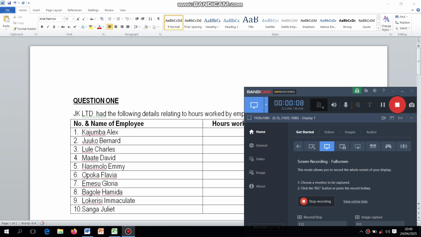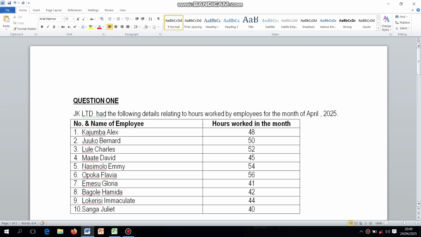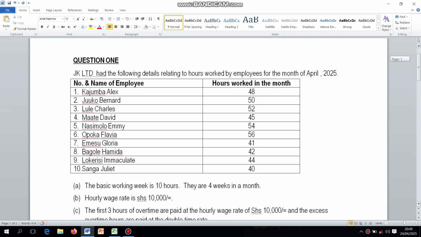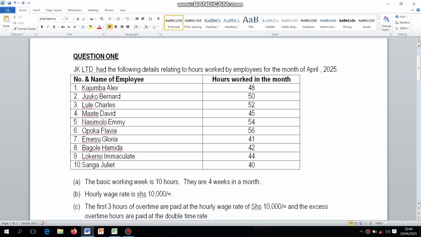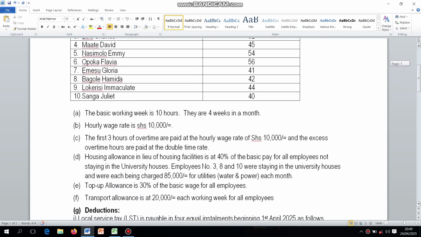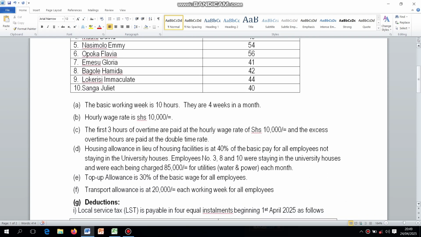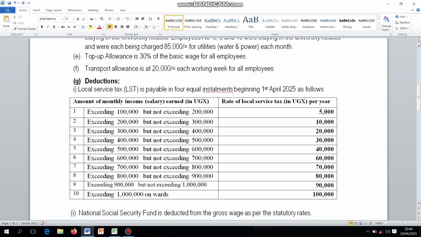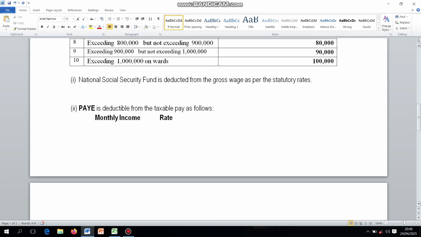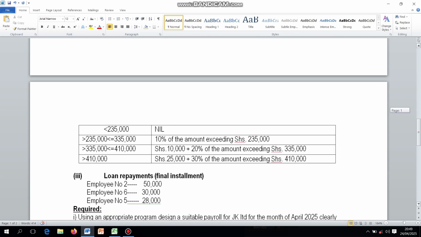I'm going to do a number about the payroll, and here is the number. I want you to take screenshots so that you follow up as I'm taking you through the solution. That's the number.